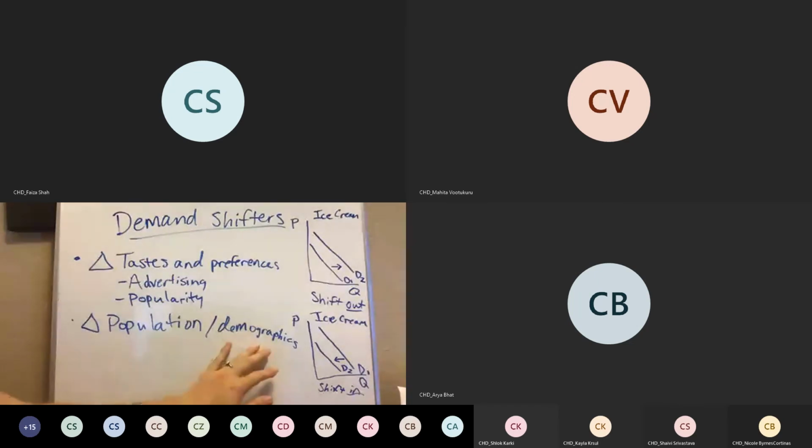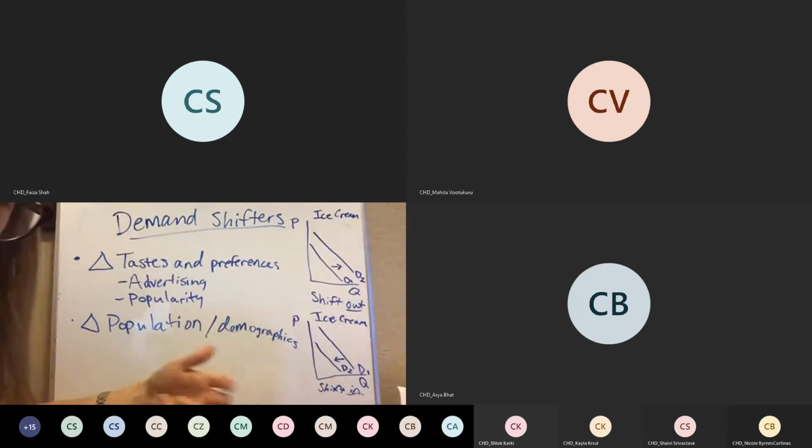So that change in demographics is when we see that the population composition changed in some way. It could also be because of changes in immigration patterns. Maybe we see an increase in immigration from a particular place, and so we'd see more demand for goods that people from that place like to buy. So any change in the composition of the population that changes how much of certain things would be demanded is a demographics shift. Okay, so that's the composition of a population.